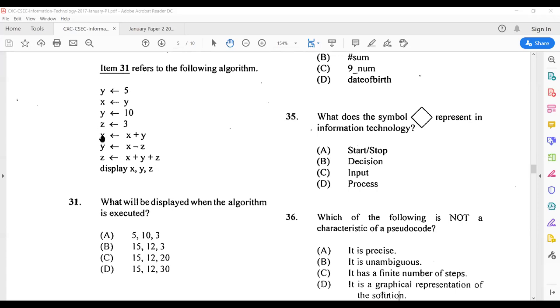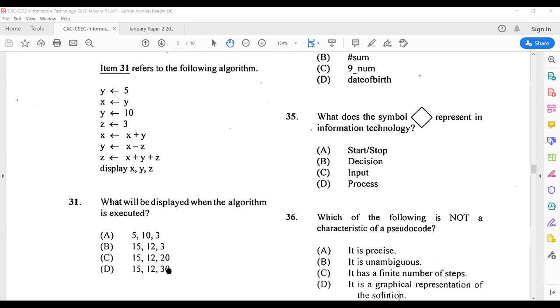X is now assigned the current value of X plus Y, which is 5 plus 10, which is 15. So X is now equal to 15, and Y is assigned X, which is 15, minus Z, which is 3. So Y is equal to 15 minus 3, 12. And then you have Z being equal to X, 15, plus Y, 12, plus Z, 3, and that is 30. So the answer for 31 is D, 15, 12, and 30.